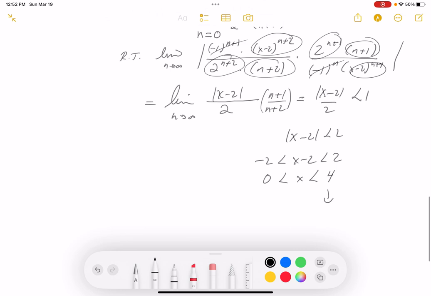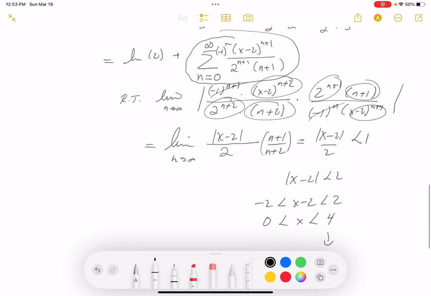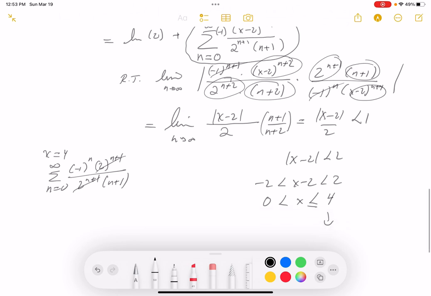And what do you get there? And you may wonder where I'm plugging it in, right over here. And what's that going to be? Well, if you plug that in, again, I'm testing x equals 4. You get the sum from n equals 0 to infinity of (-1)^n, 2^(n+1) over 2^(n+1)(n+1). These cancel off, and you get a convergent series there. So I'll include it.